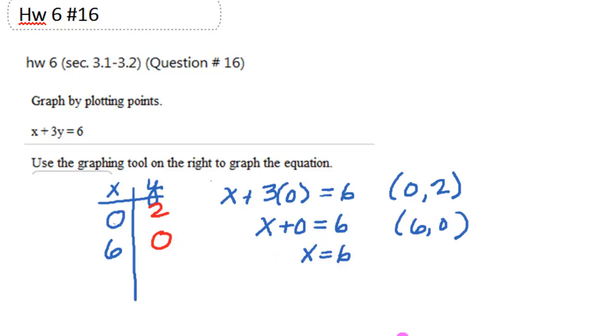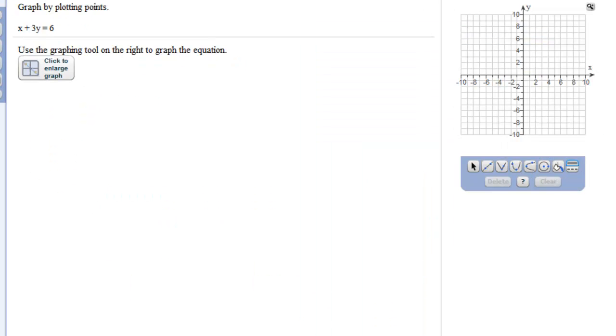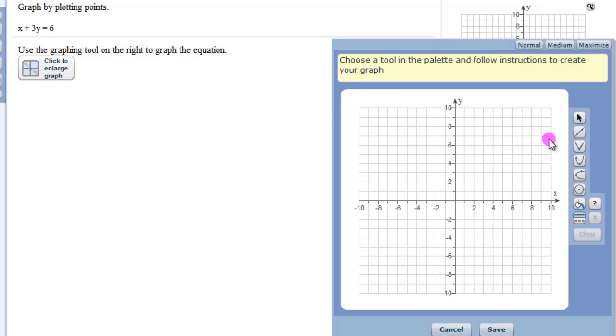All right, so now I'll go to my math lab. So I'll pause this for a second. Okay, so we're back here in my math lab, and we are going to use the graphing tool to graph the equation. Okay, it says here, click to enlarge. Okay, there we go. So you're going to use the line tool, which is the second one down. And the first thing you want to do is click the graph to plot the first point on the line. And remember that (0, 2) was one of our points. So you're going to move this till you get to (0, 2). And then you're going to click, and there's our first point.